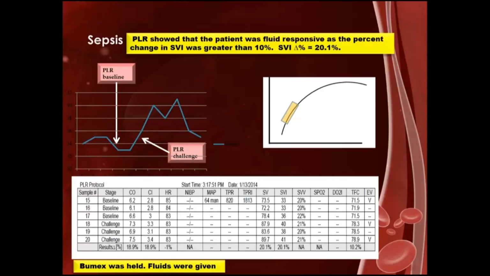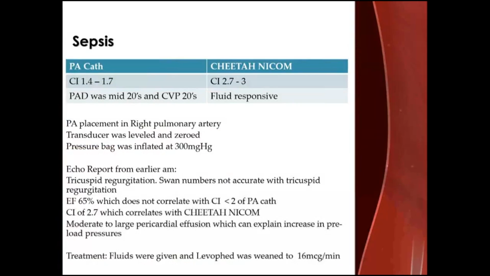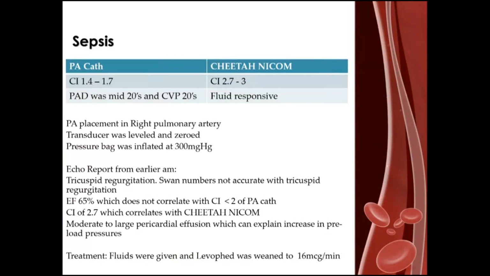So now they held the BMX and they actually give the patient fluid. When we compare the pulmonary artery catheter and the Cheetah NICOM, the cardiac index with the SWAN was 1.4 to 1.7, and on the Cheetah NICOM it was 2.7 to 3. The preload pressures, the PA and CVP, were elevated, but the Cheetah NICOM showed that the patient was actually fluid responsive. So we did some troubleshooting to make sure we couldn't see any variables causing this discrepancy.